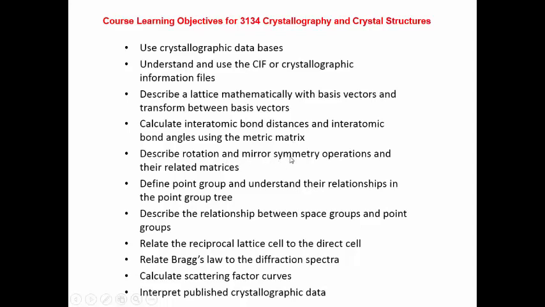We described rotational and mirror symmetry operations and their matrices. In Chapter 3, we worked on point groups, and we understood their relationships in the point group tree. Point groups have to do with individual molecules. Now we put the molecules into a lattice. To study the lattice, we use the space group. To study the molecule, we use the point groups. And then we learned about the reciprocal lattice and its relationship to the direct lattice. You did a picture showing the superposition of one upon the other.